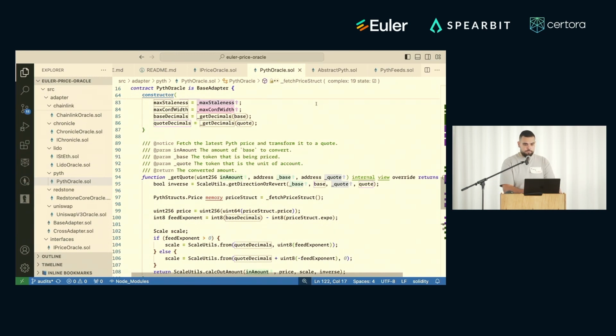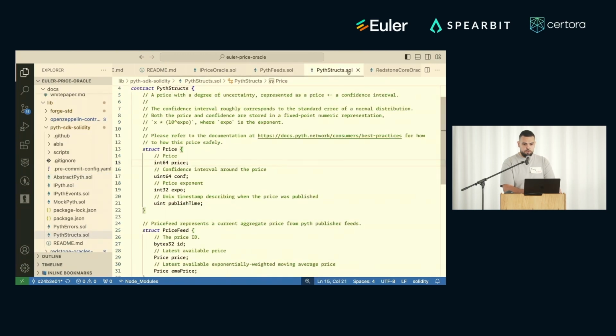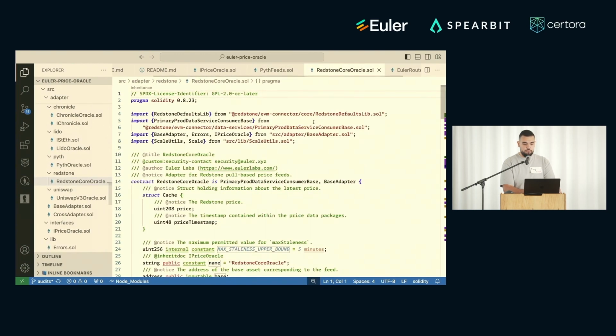I also want to show you the Redstone, which is easily the most complicated adapter that we have, and we went through a lot of design iterations, and we have had a few findings about this adapter. So I'd say, if you want to look for something, look here first.